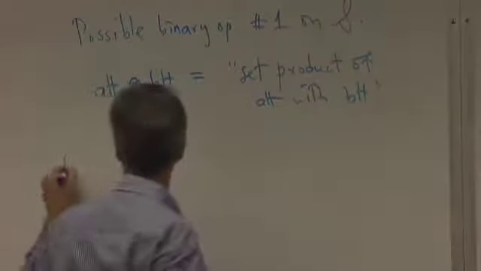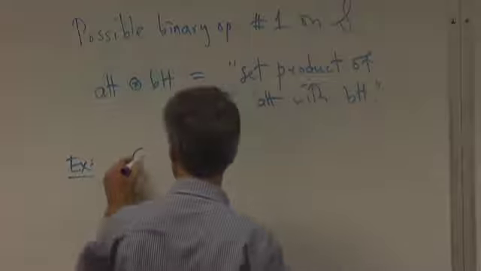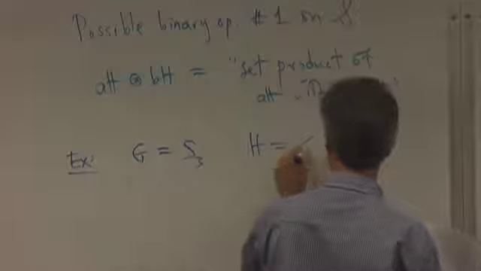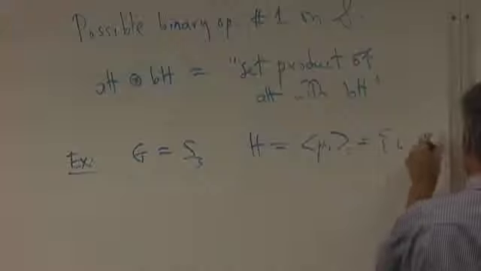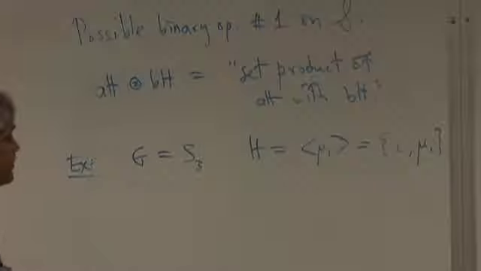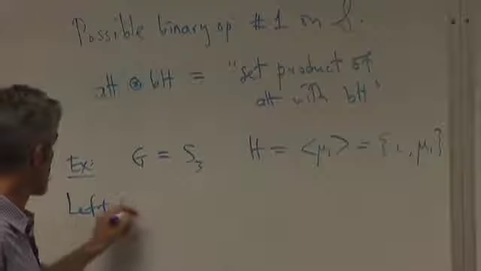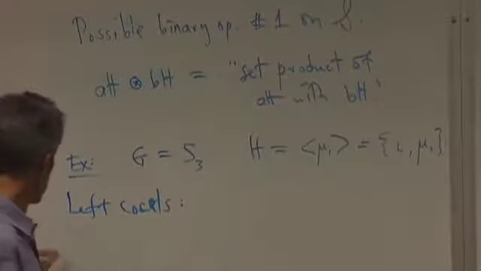For example, let's do this. Let G be S3 and let H be the subgroup of G generated by mu1. Well, that turns out to just be a two-element subset, I and mu1. Let's write out the left cosets. Let's see, did you do this one for your homework? I forget if this one actually came up, but whether it did or didn't, it's a good exercise. Here they are. Let's see.